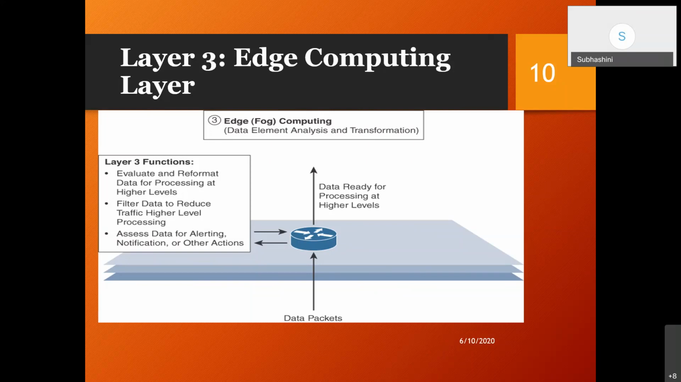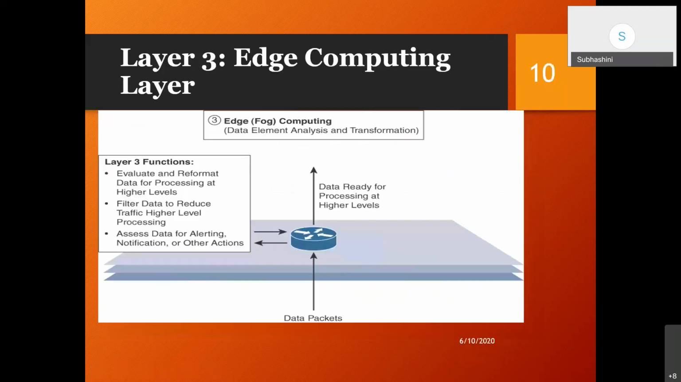Among these three, which is close to the thing? Definitely the edge is close to the thing. So what does it do? It evaluates and reformats data for processing at higher levels. It filters the data to reduce the traffic, and it assesses the data for alerting and notification. Accessing the data for alerting means the action you have to do is alert. Alert based on what? Some computation has to be done. So that is done at edge nodes.